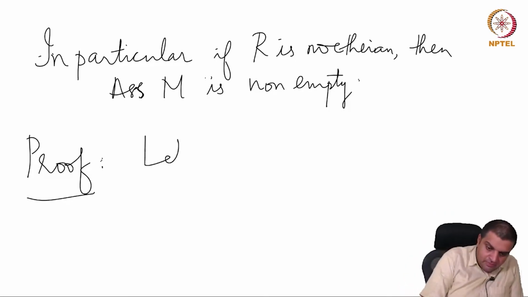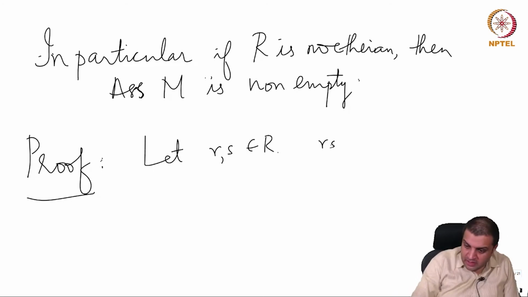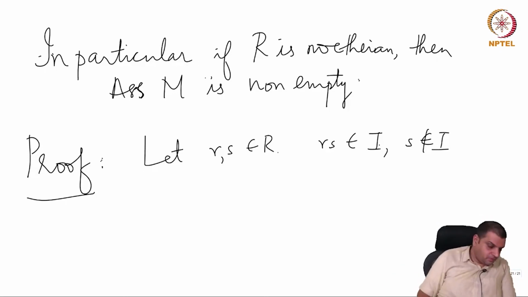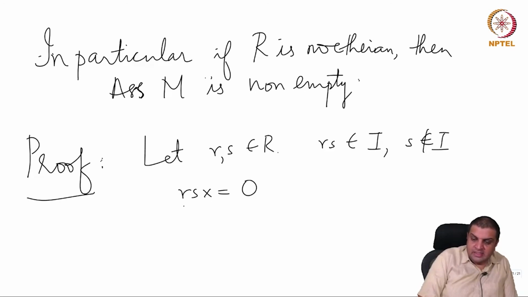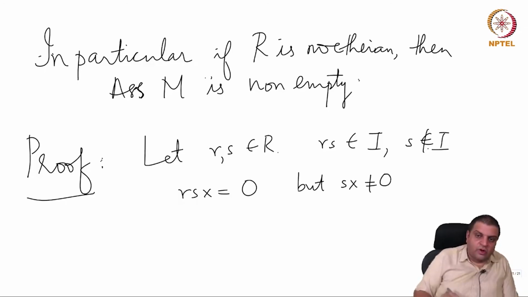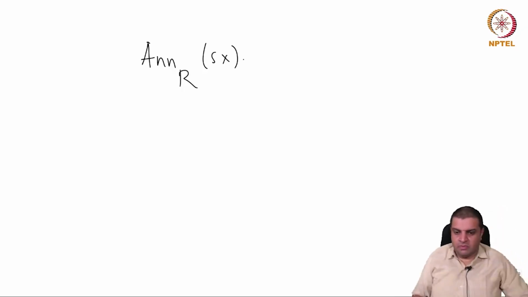So let r, s be inside R, the product rs inside I, and s not inside I. We want to show that r is inside I. What does that say? The product rsx is 0, because I is the annihilator of x, but sx is not 0, because s is not in the annihilator. That's just rewriting this condition. So we want to consider the annihilator of the element sx. This contains I.